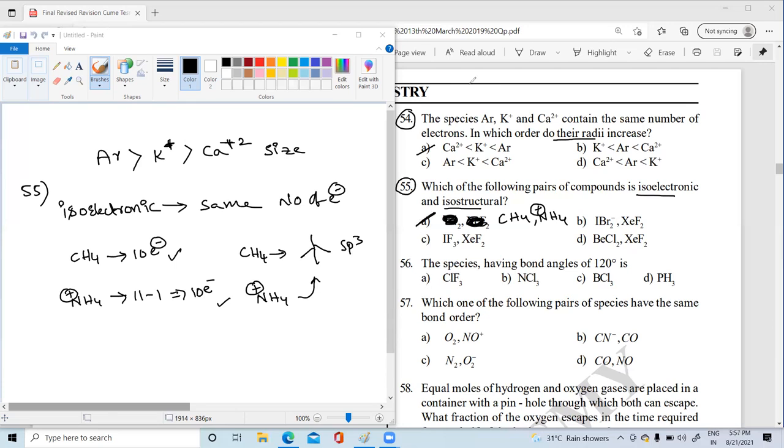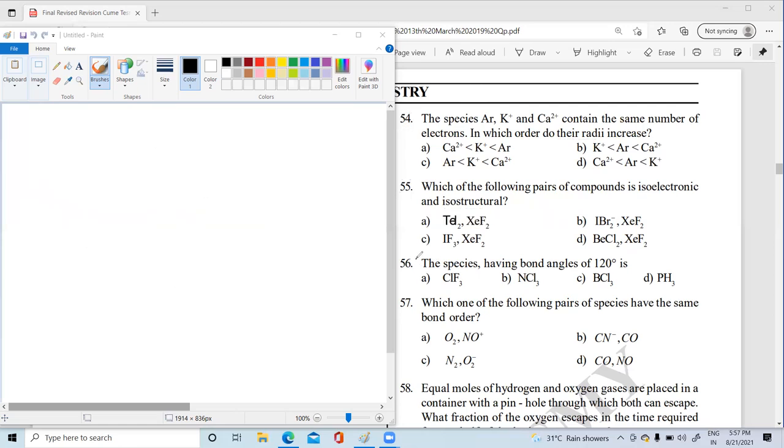So next we can go, students. Question number 56. The species having the bond angle of 120. 120 means it should be sp2 hybridization, students. ClF3 will have a bent T-shaped structure.